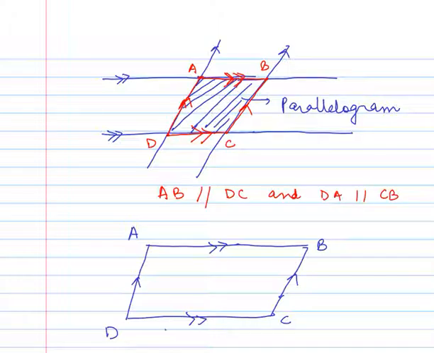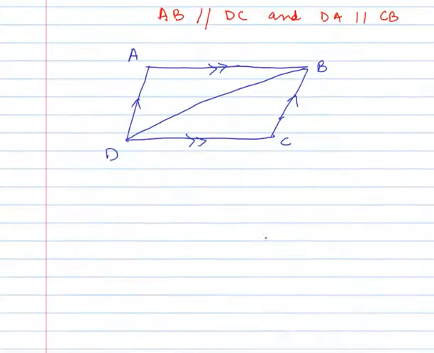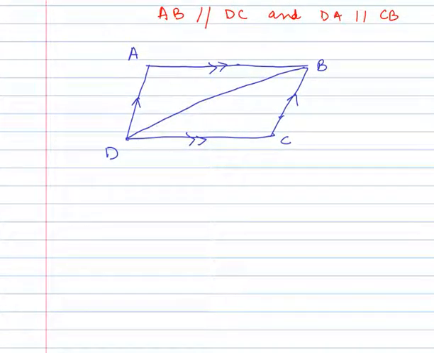Now let us draw the diagonal of a parallelogram. A parallelogram is also a type of quadrilateral. See, it has four lines. Now let us draw the diagonal of this parallelogram. This DB is one of the diagonals and AC is also a diagonal. So we are just drawing DB.